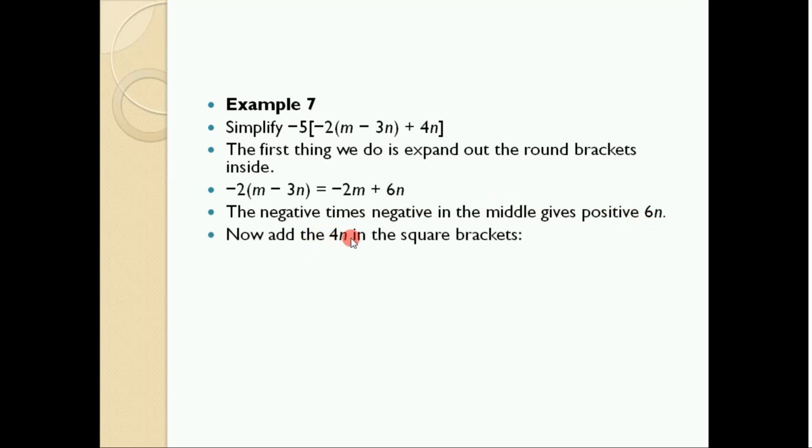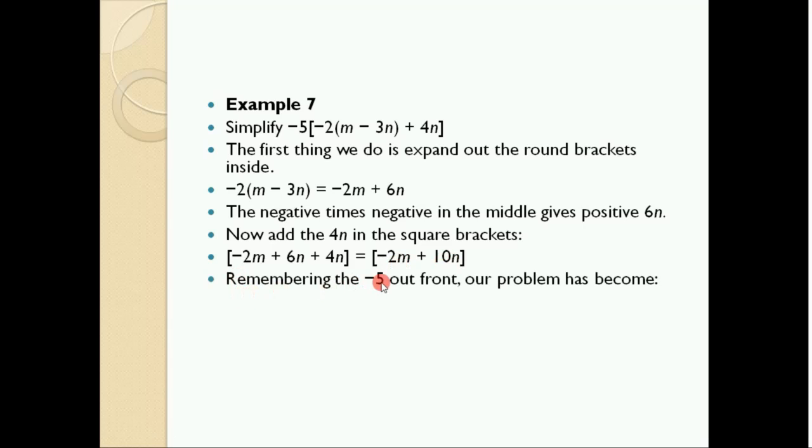Now add the 4n in the square brackets. This here is 4n. We have to add this with these expanded brackets. So minus 2m plus 6n from here, and then we add 4n. So we simplify the like terms. 6n plus 4n become the 10n and minus 2m as it is, because again this is unlike term. Remembering the minus 5 which is out front, our problem has become now minus 5 bracket minus 2m plus 10n equals to, now we have to multiply this 5 with the terms inside the bracket.